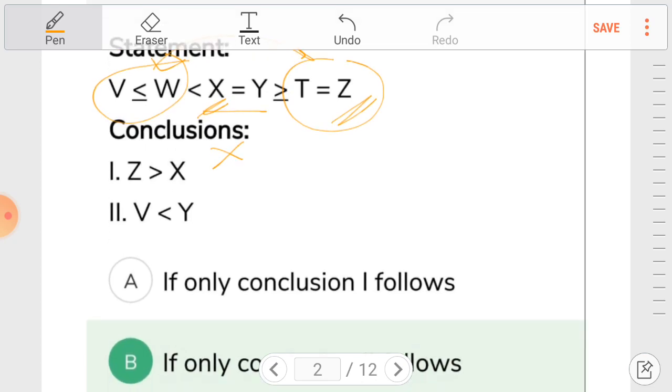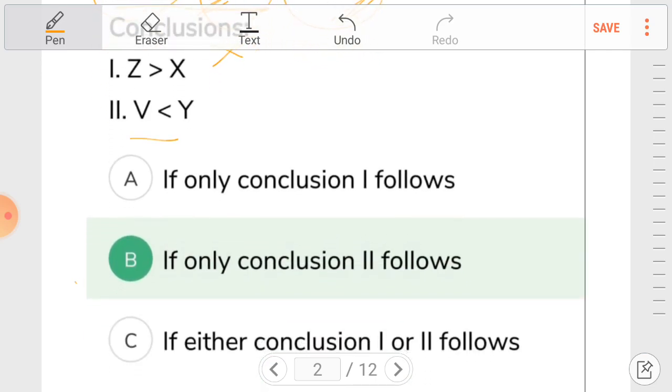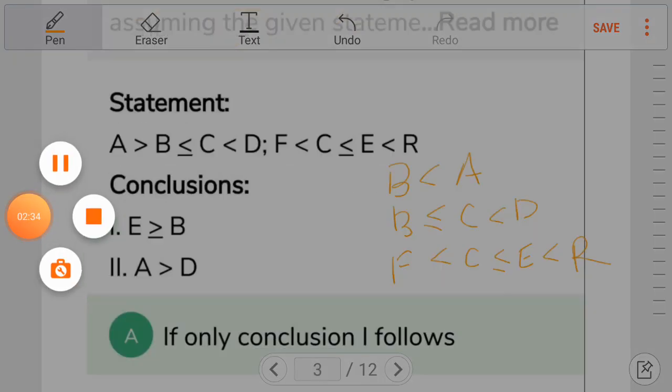In the second conclusion, V is less than Y. So V is less than Y because these are the greater terms. Conclusion 2 is correct. So option B is correct, only conclusion 2 follows.